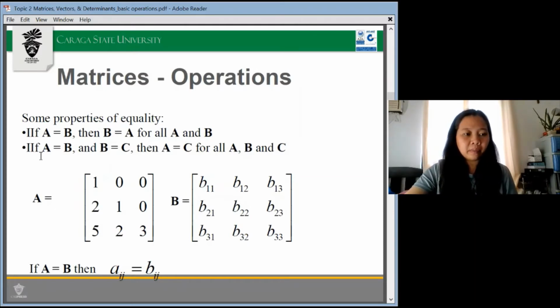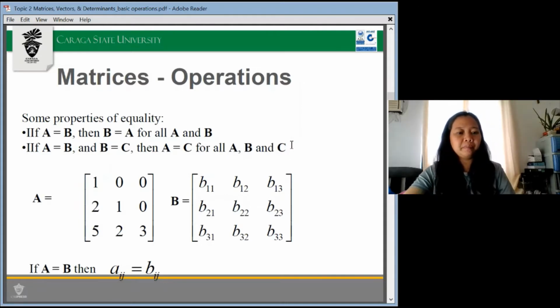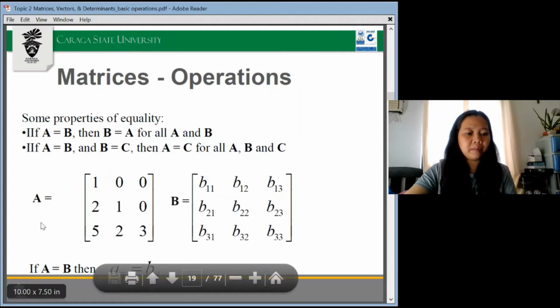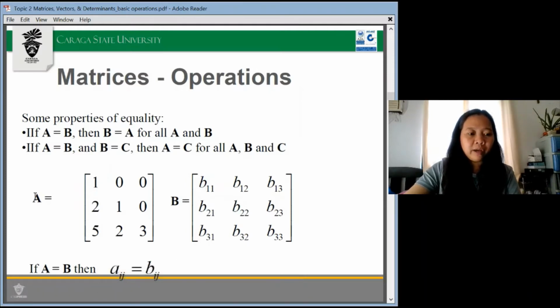Second, if and only if matrix A is equal to matrix B and matrix B is equal to matrix C, then matrix A is equal to matrix C for all elements of matrices A, B, and C. So therefore, Aij of A, Bij of matrix B, and Cij of matrix C are all equal.